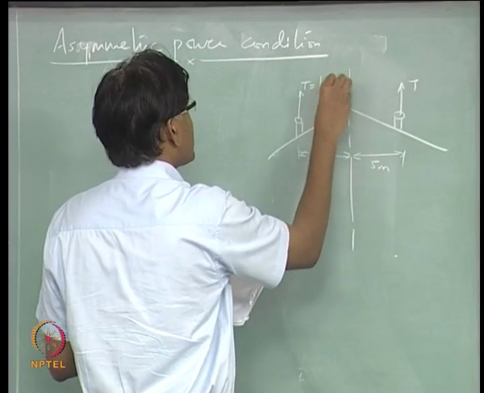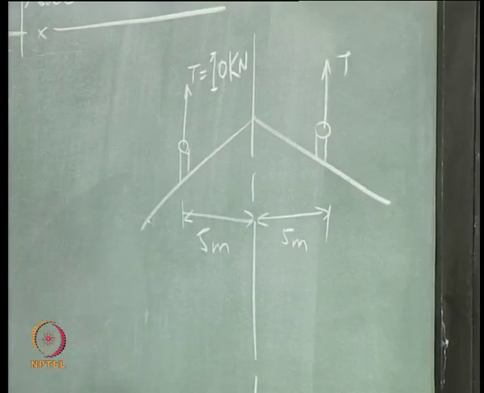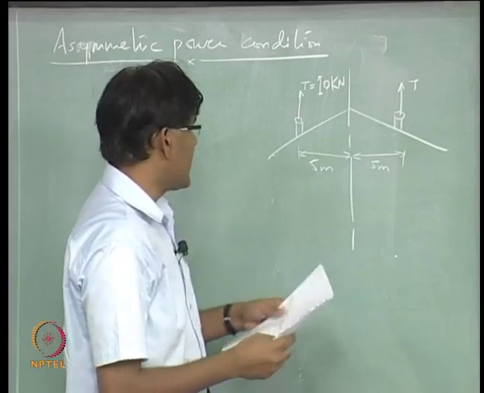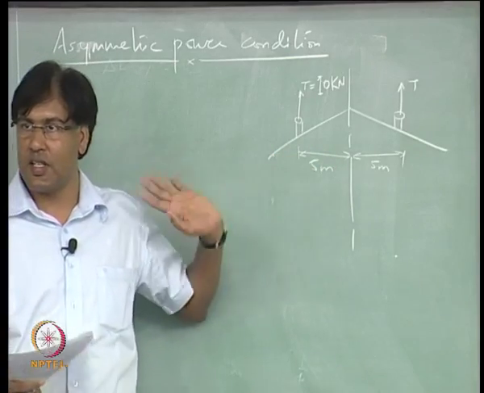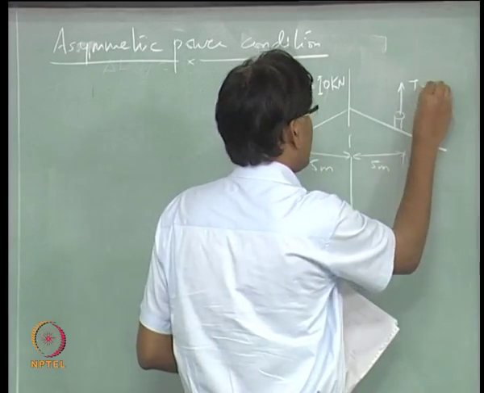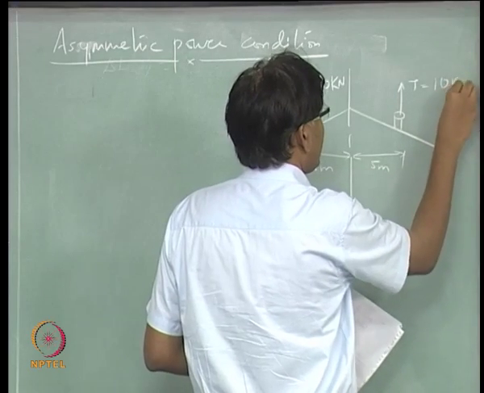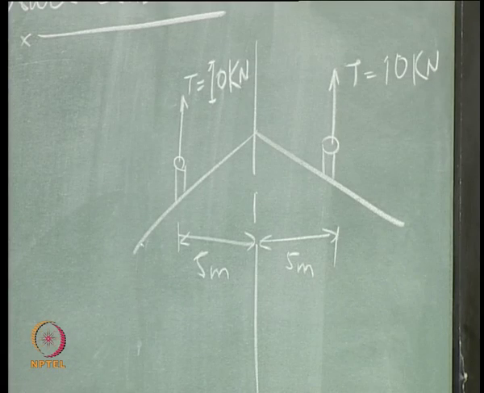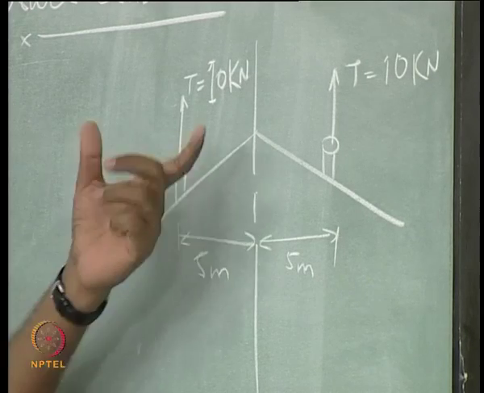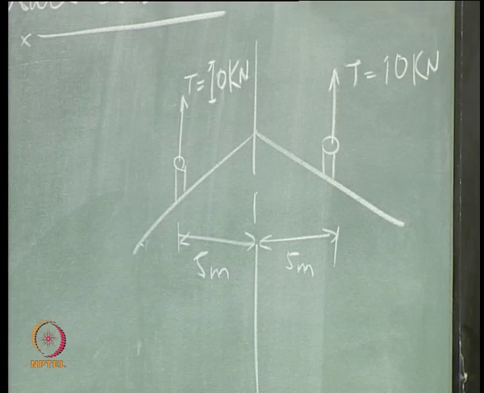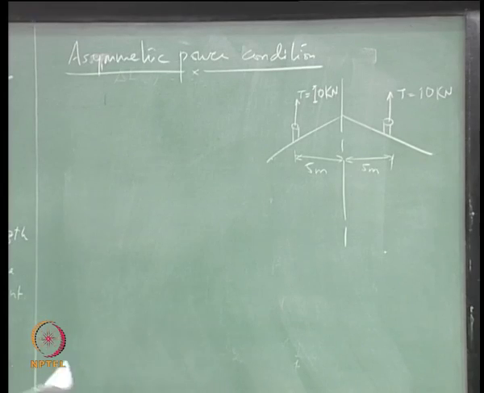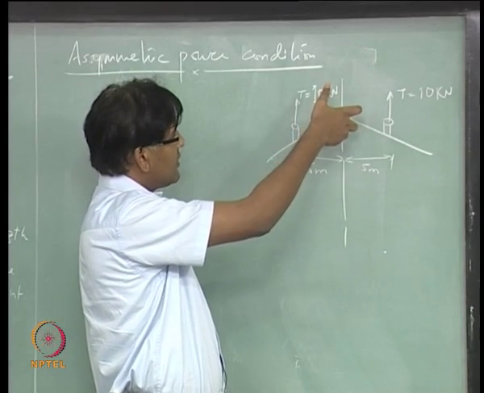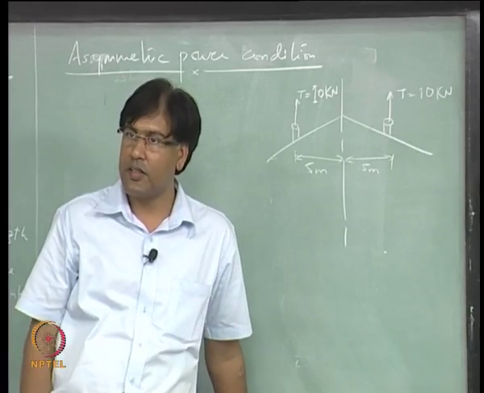So, each engine is producing thrust which is 10 kilonewton, and the engine is located at a distance 5 meter from the center line. Alright. So, one engine runs out, that means you have an unbalanced yawing moment. So, if this runs out, I will have a positive or a negative yaw moment, right.